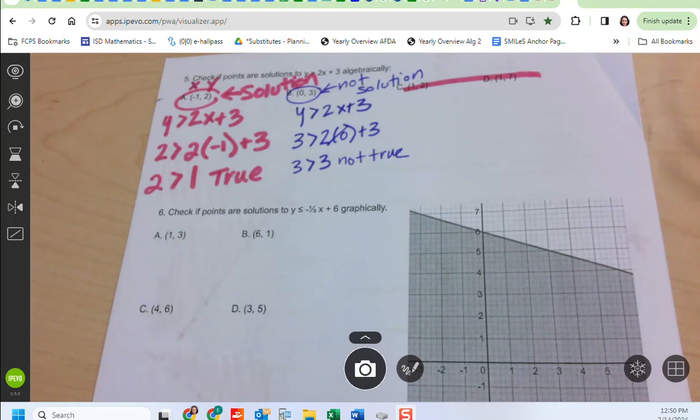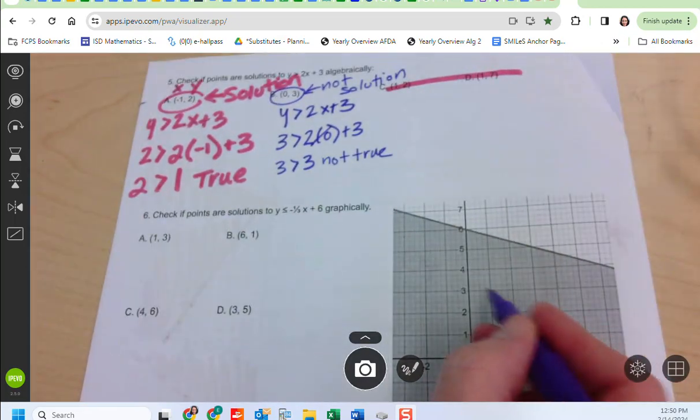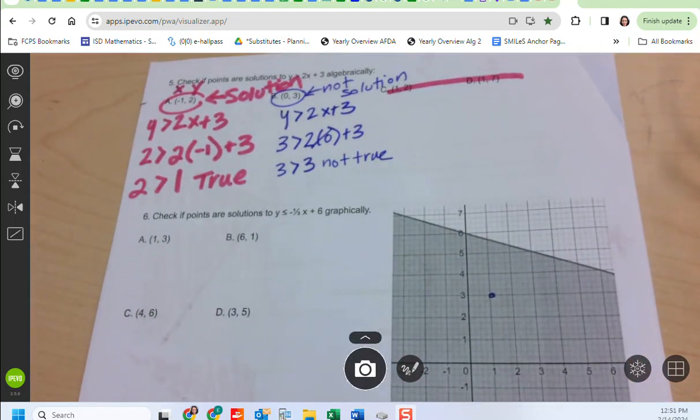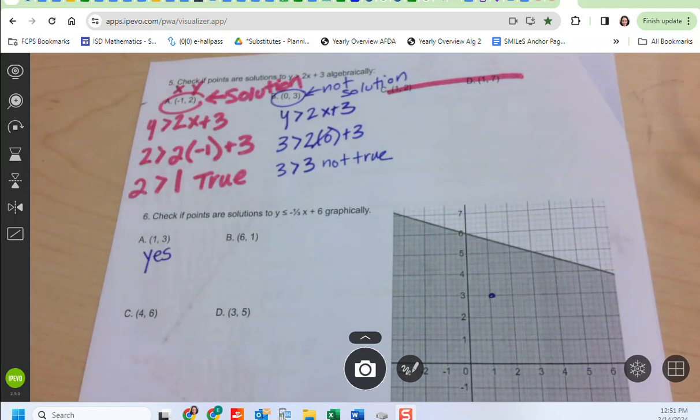To check graphically is a lot easier. When you have a graph, it shows you all the points that are solutions. The points that are solutions are in the shaded area. So let's check one together. 1, 3. Is 1, 3 a solution? Yeah, because it's in the shaded area. All right, check the other ones. And then after that, we're going to be working on makeup work, okay? Check B, C, and D.